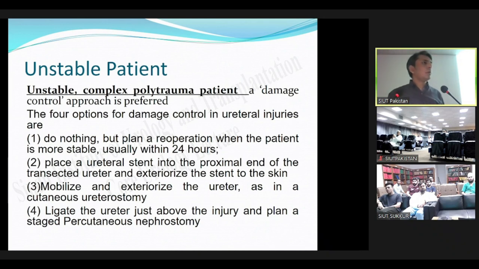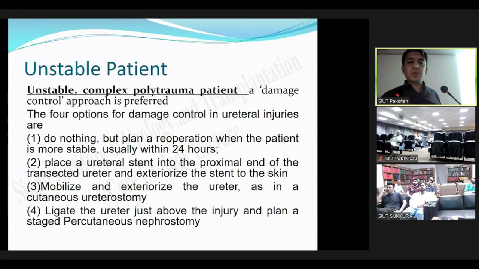So in such a case, we are trained to keep in mind the option of damage control, basically. So that's important. If you are on call and they call you for a patient with ureteric injury, the first thing is to look whether the patient is stable or unstable. If the patient is unstable, we can utilize these four options.